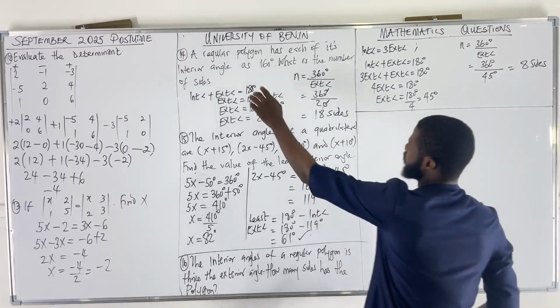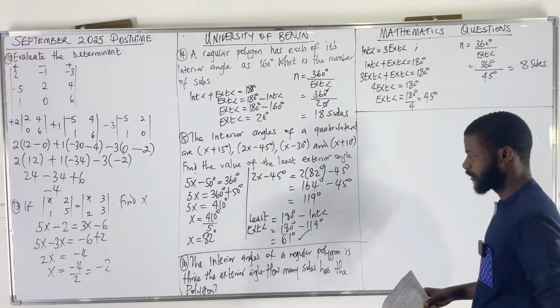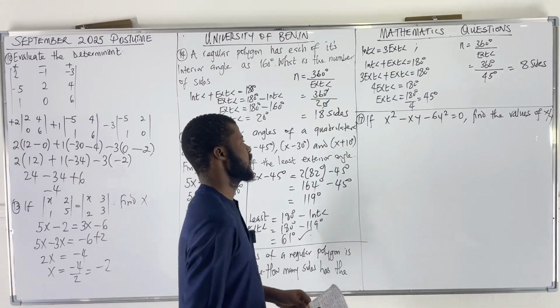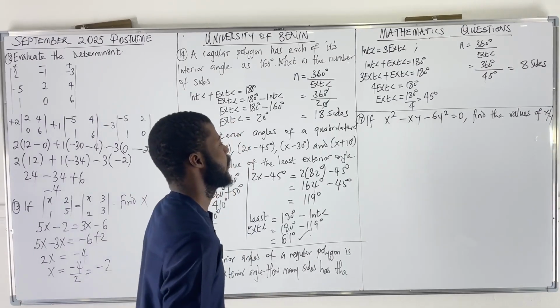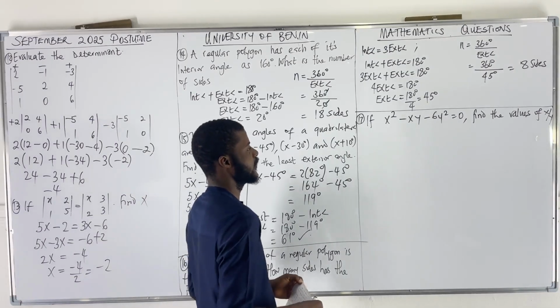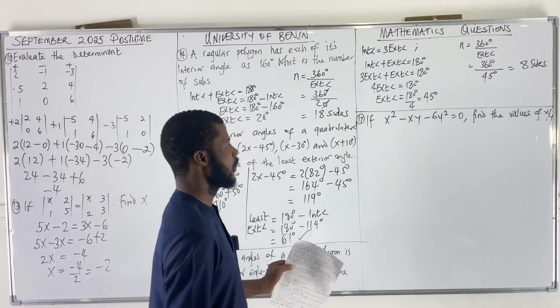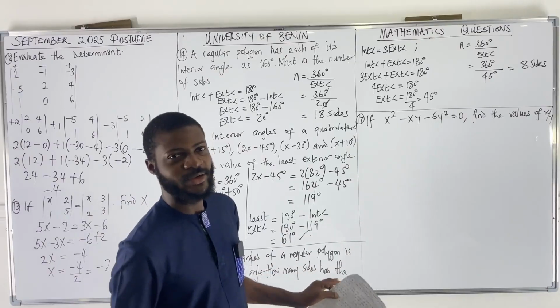It's kind of similar to this one. So that will be the answer to that very equation. Let's go to the next one. This equation says if x squared minus xy minus 6y squared is equal to 0, find the values of x over y. So I don't think this is going to be difficult.